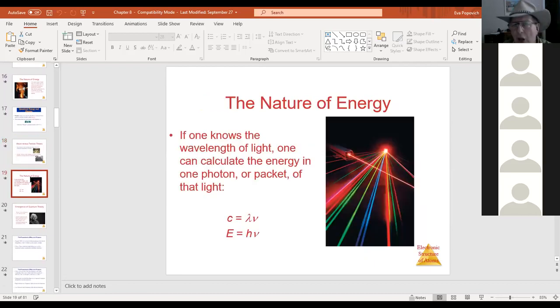Now, if we know the wavelength of light, we can calculate the energy, because we have 2 equations. One of those equations relates the wavelength to the frequency. The other one relates the energy to the frequency. So if I have the wavelength, I can take the speed of light divided by my wavelength, which will give me my frequency. I can then multiply my frequency times Planck's constant and get my energy.